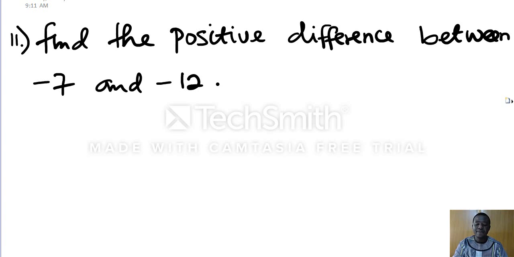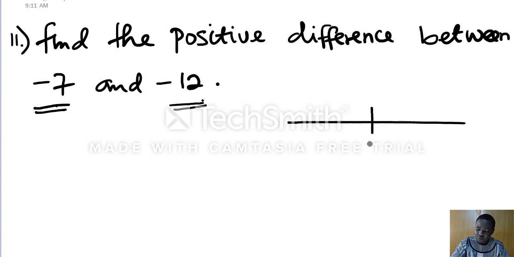Next says you should find the positive difference between minus 7 and minus 12. Positive difference. Remember, I said you are going to identify the larger number and the smaller number, and then subtract the smaller number from the larger number. Now, between minus 7 and minus 12, which do you think is the larger number? No. The larger number is minus 7 and the smaller number is minus 12. Don't be confused.